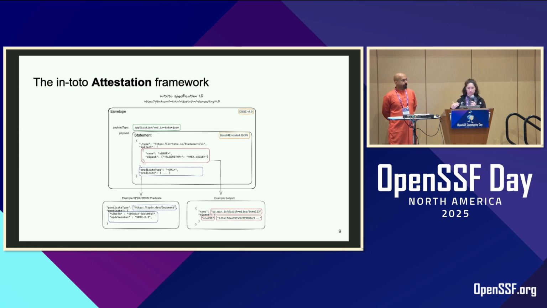The statement then has an additional layer, which is the predicate, and that is the specific metadata that is actually collected at a particular step. And so here the example we're giving is an SPDX SBOM that you could put inside of one of these in-toto statements. And then this statement has a subject field which describes the artifact that, for example, this SBOM applies to. Here, our artifact is a container.